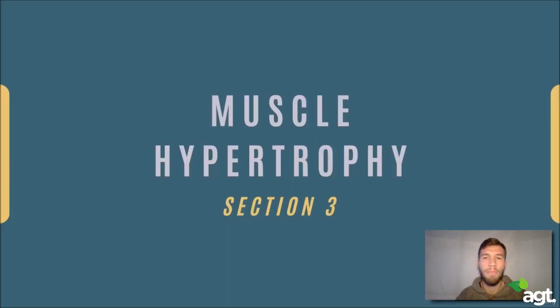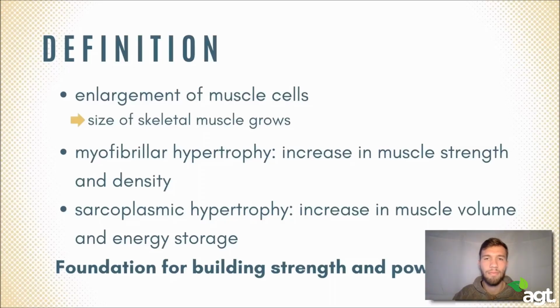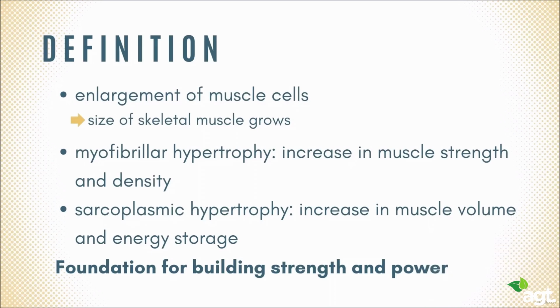Let's talk about muscle hypertrophy. We hear about hypertrophy all the time, but what is it exactly? Muscle hypertrophy basically describes the enlargement of muscle cells due to resistance training, so the size of the skeletal muscle grows. Myofibrillar hypertrophy means here that the muscle strength and its density increases, while sarcoplasmic hypertrophy is an increase in the muscle volume and the energy storage.